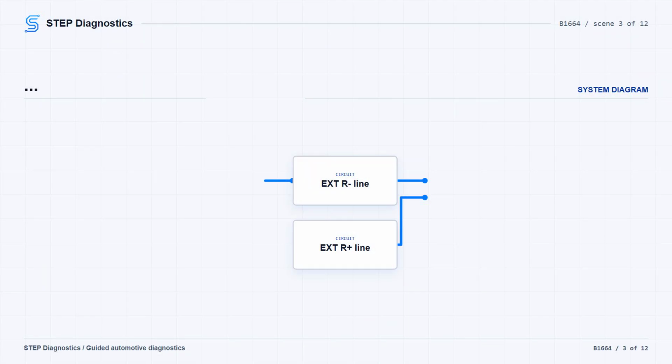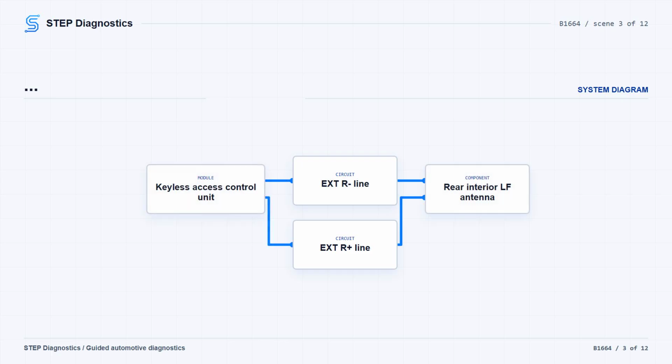The goal here is not to guess at the antenna or the control unit. We are going to confirm the code first, then check whether the control unit can drive the rear cabin antenna circuit, and finally check the wiring if that output is missing.